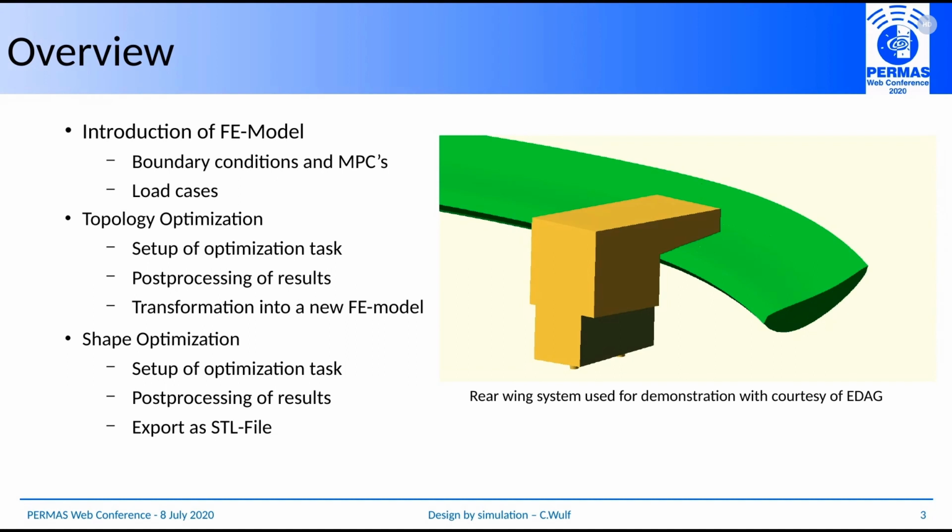What I will show you is, first, the FE model. This means I will show you boundary conditions and load cases. The next step is a very important topology optimization step, which first means the setup of the optimization task. Then comes the post-processing of results and, very important, the transformation of the topology optimization results into a new FE model. The last step, which we always recommend, is to finalize the topology optimization by a shape optimization step. There again you have a setup of an optimization task and possibilities for post-processing of results, and finally the final design to be exported as an STL file.